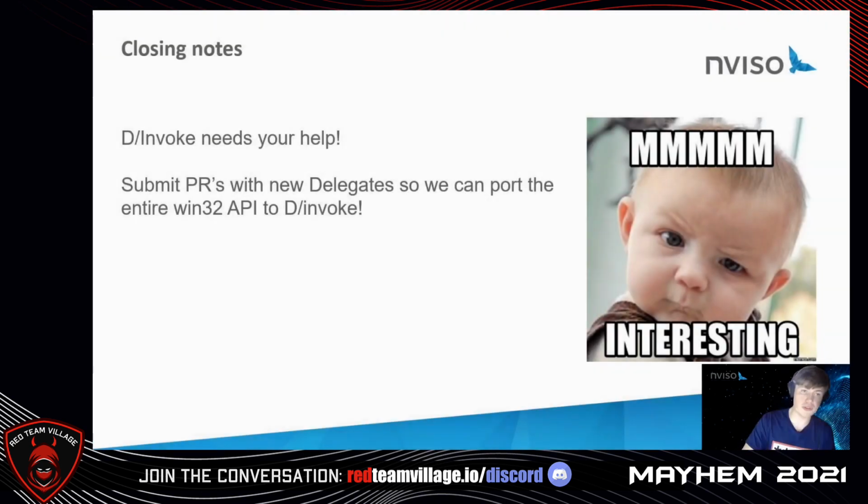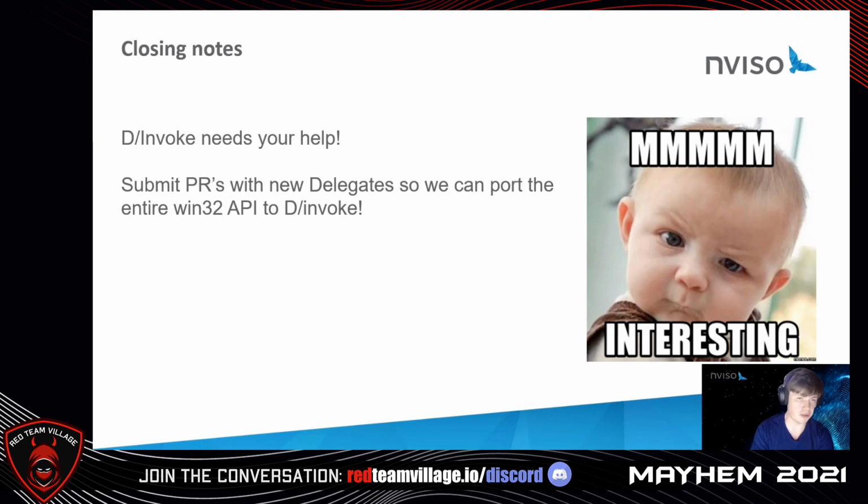I hope you will use it in your C# offensive tooling from now on. And as a closing note, I want to say that D/Invoke needs your help. It's an open source project created by TheWover, as I already mentioned several times. I try to submit pull requests every once in a while as well, because I use D/Invoke very, very often. So the goal, the dream, is to have the entire Win32 API eventually ported to D/Invoke.